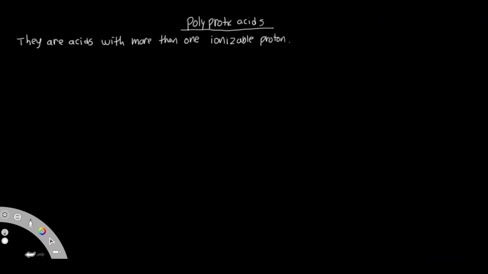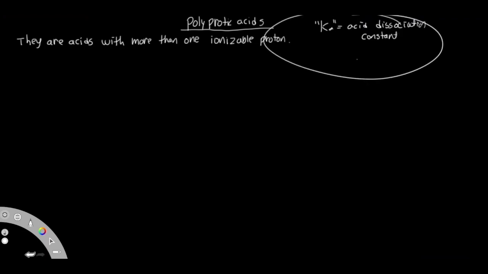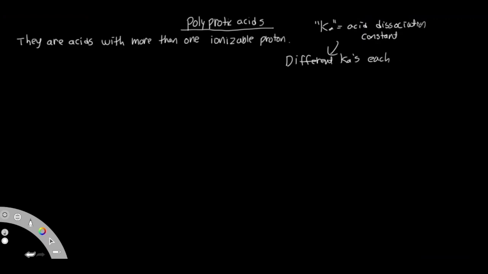Before we look at a few examples of them, I want you to know that the Ka, remember the acid dissociation constant? Polyprotic acids have different Kas each time a proton is donated. So maybe we'll correspond that over here. There are different Kas each time a proton, and when we say a proton, we are dealing with the hydrogen ion, right? So each time a hydrogen ion is donated.